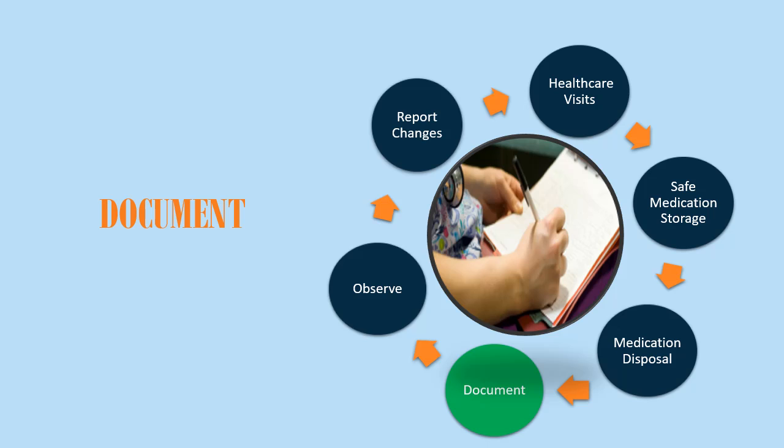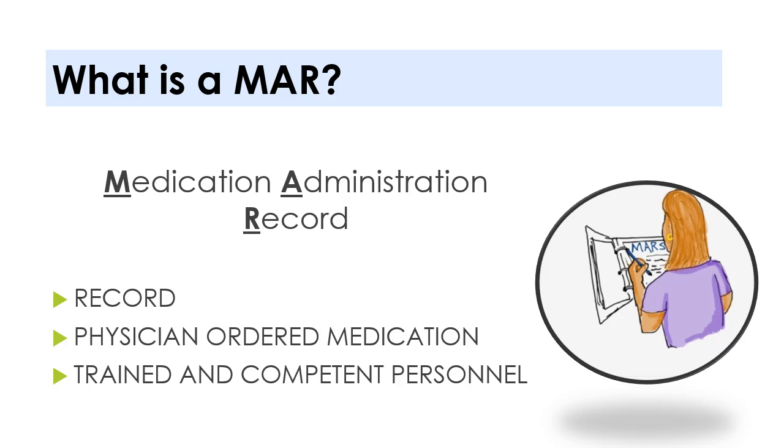The next section of the medication administration cycle addresses documentation required upon administering medication. MAR is an acronym for Medication Administration Record. The MAR is a record that verifies medications are administered, as prescribed by the physician, and administered by a trained and competent unlicensed personnel or licensed personnel, such as RN or LPN.